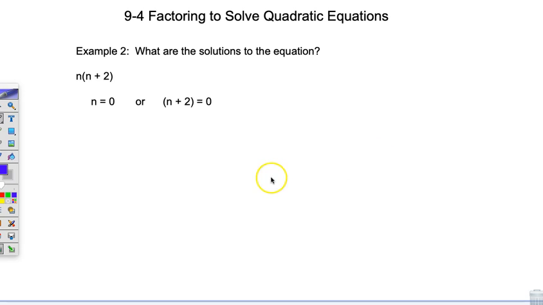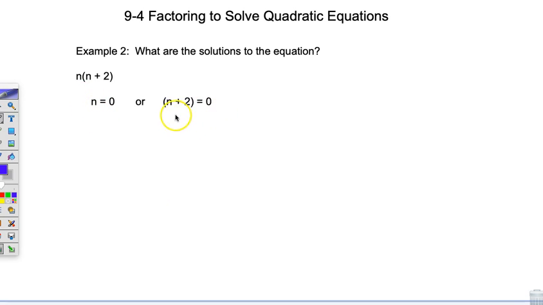Let's take a look at another one. This one does look slightly different than the previous one, but you're going to do the same thing. Here we have n. We're going to set that equal to 0, and then n plus 2 equal to 0. So since this one is already solved, 0 is one of our answers.